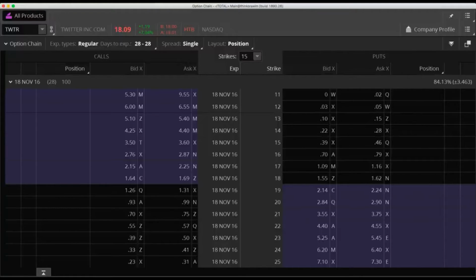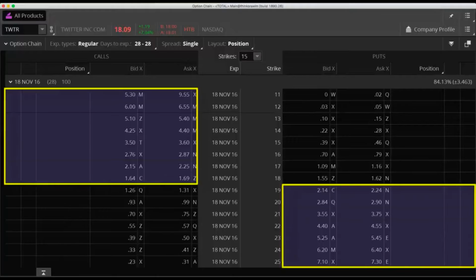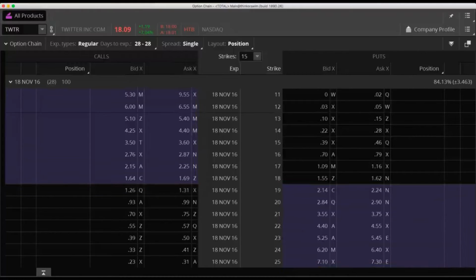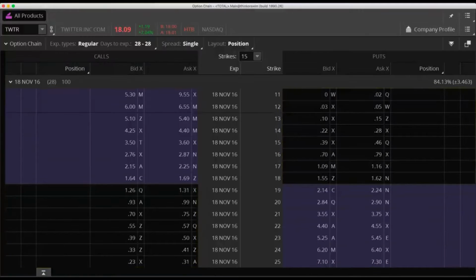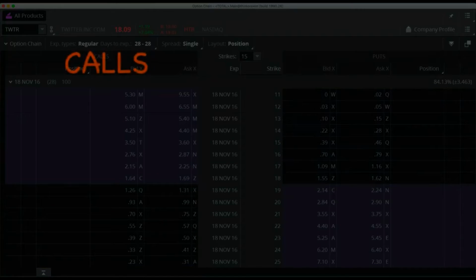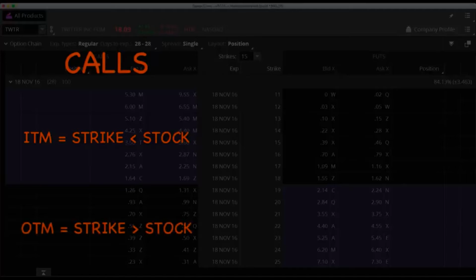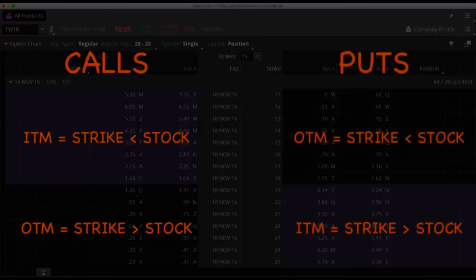The in the money calls and puts have a bluish shaded background, and the out of the money calls and puts have an empty or black background. So just one more time, in the money calls are calls with a strike price that is less than the current stock price, and the out of the money calls are calls with a strike price that is greater than the current stock price. And for puts, it's the exact opposite.